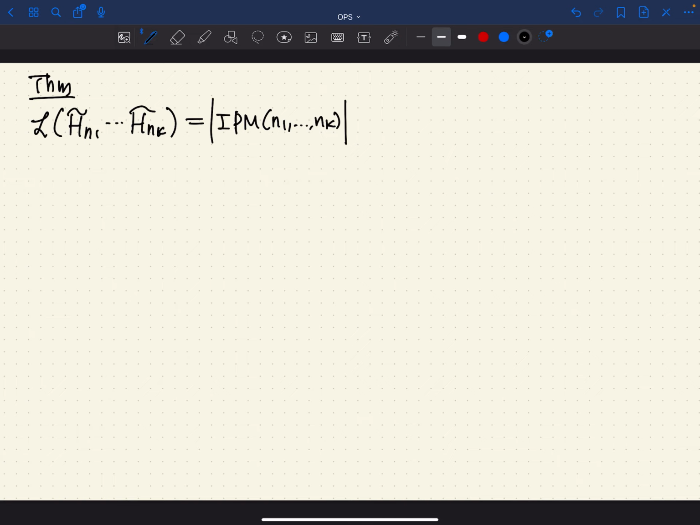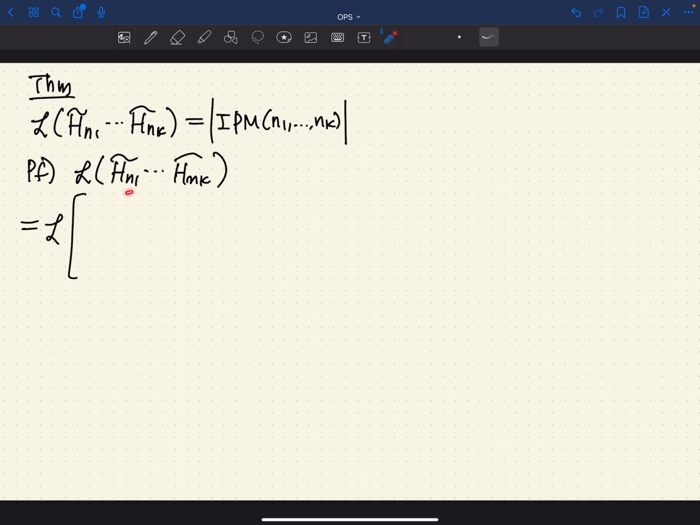Okay, let's prove this. Proof. First, we're going to write down the formula for the left-hand side. We know a combinatorial model for this, so just replace everything by the generating function.